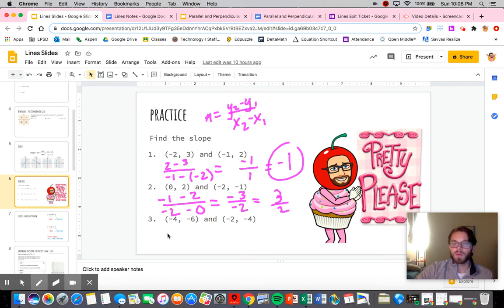And then finally, this bottom one, we have a -4 minus -6 over -2 minus a -4. All right. So ultimately that is -6, which is a +6. So -4 plus 6 is ultimately 2. We have -2 plus 4, which is just a 2 again. So again, that simplifies to 1.